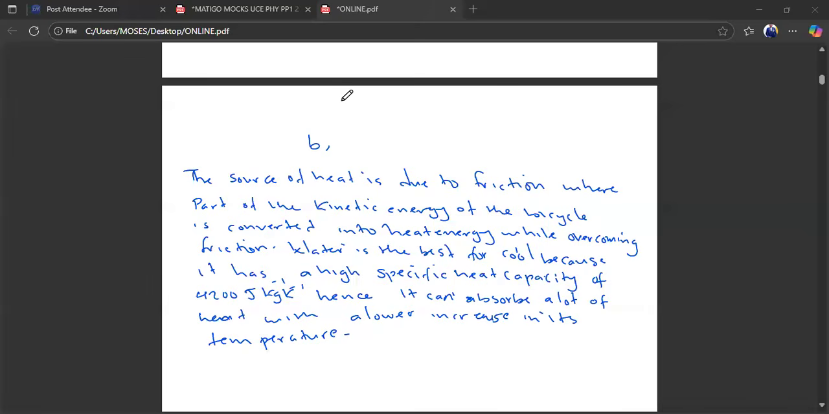So I think that is so. The best answer should be this: because water has a high specific heat capacity, it can absorb large amounts of heat while causing a very small change in its temperature.